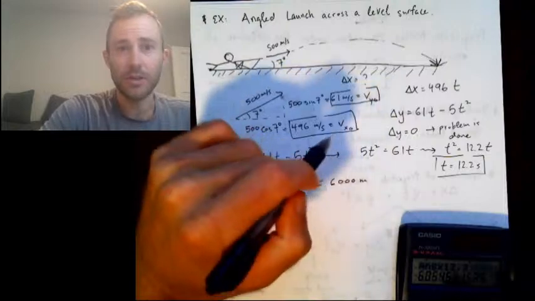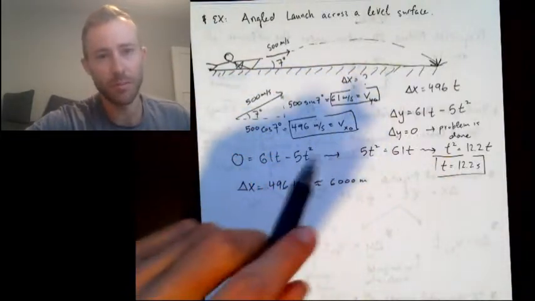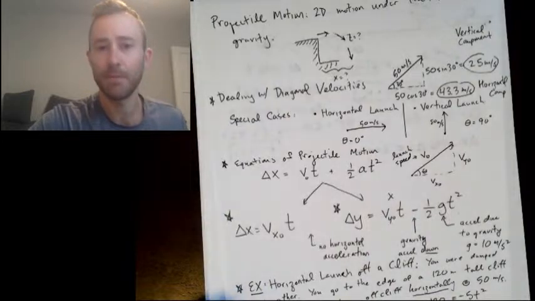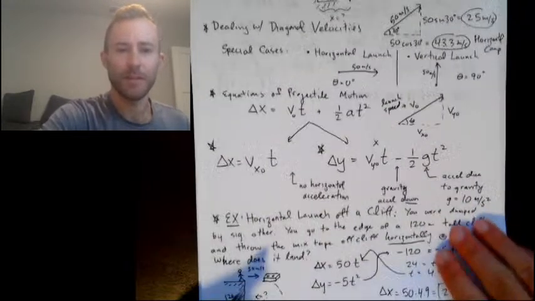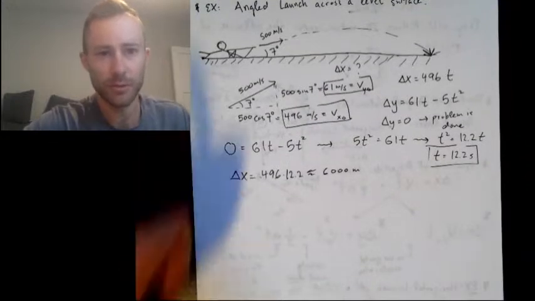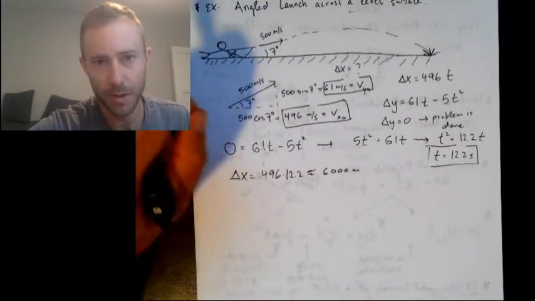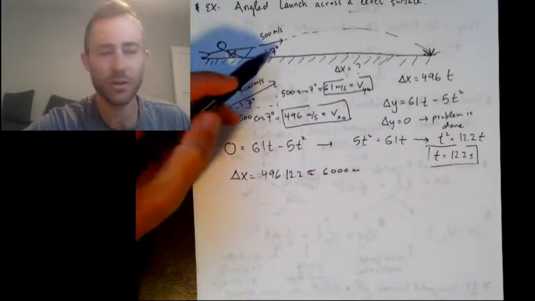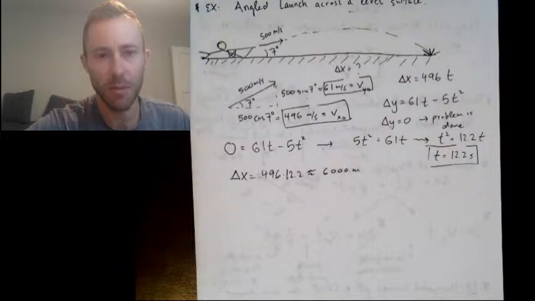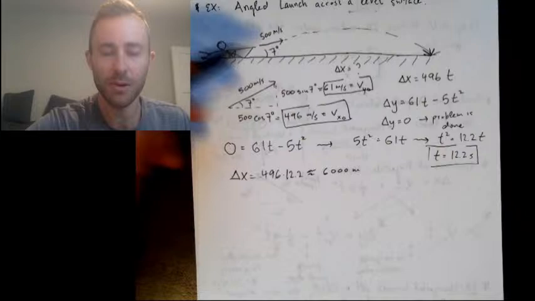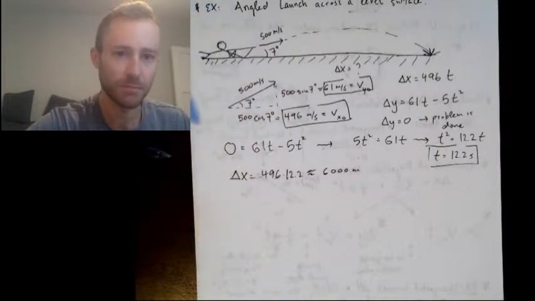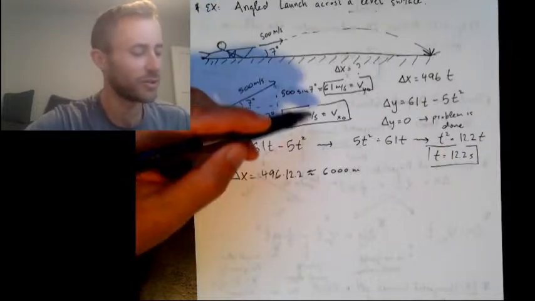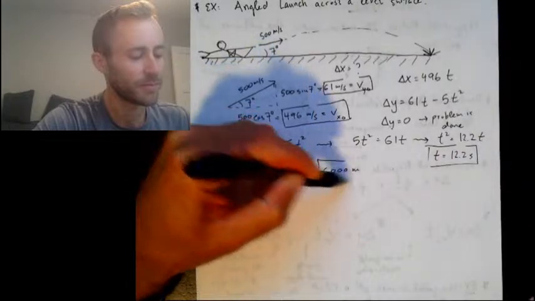This answer is almost surely going to be much less accurate than this answer. Okay? Why do I say that? Because the faster a projectile goes, the more it is influenced by air resistance. Okay? So if you have an angled launch across a level surface, it is going to be much more affected by air resistance because it's going at 500 meters per second versus 50. Okay? So this is kind of just a ballpark estimate.